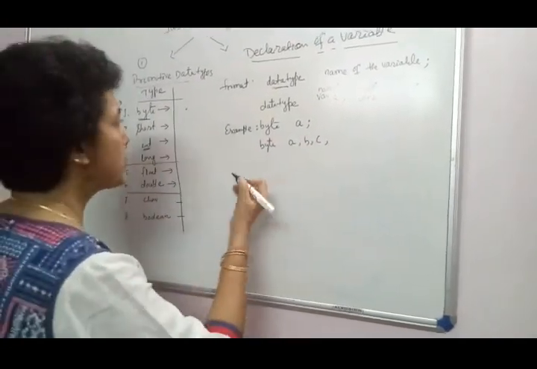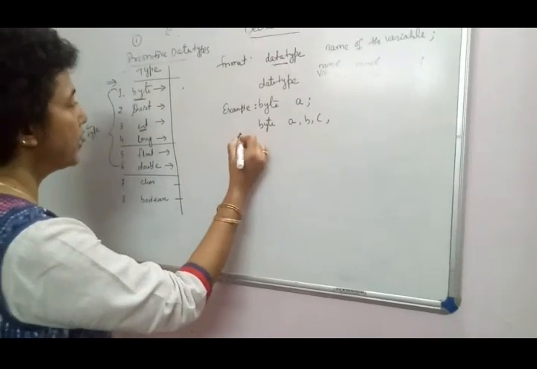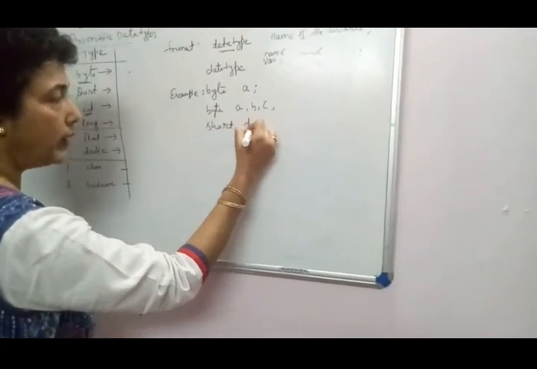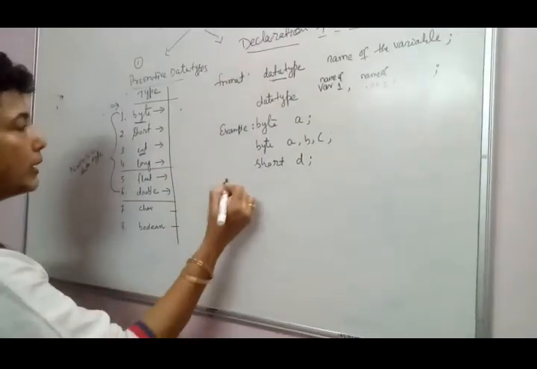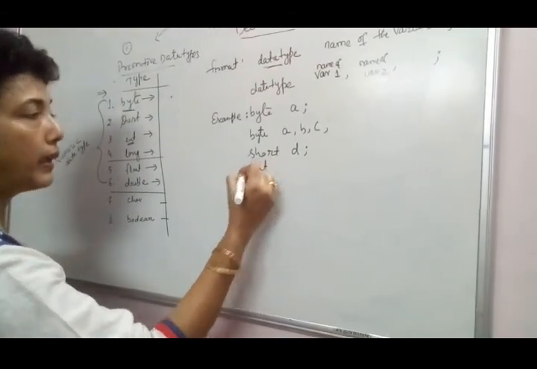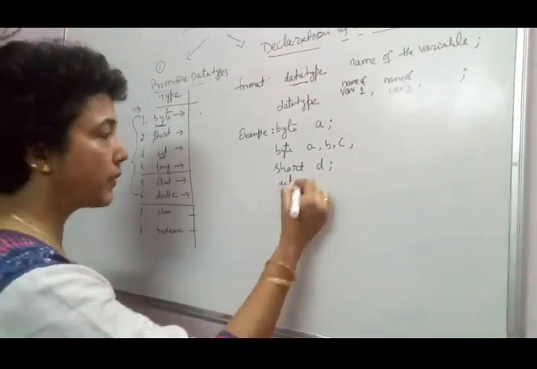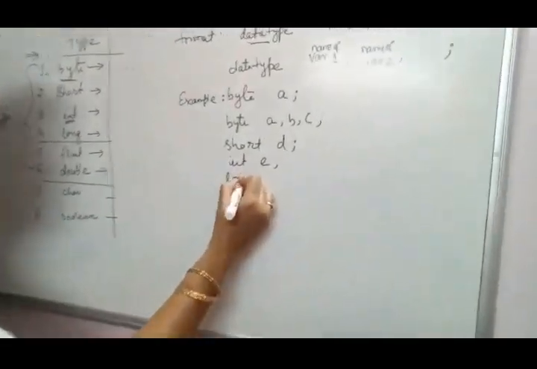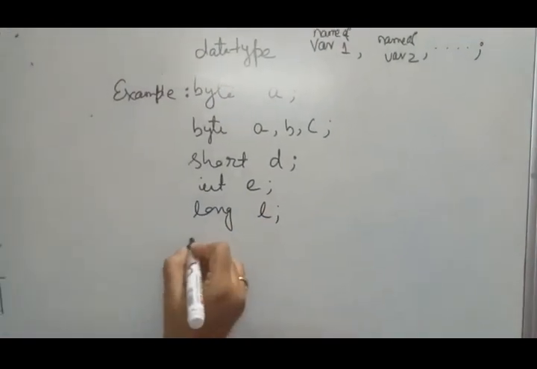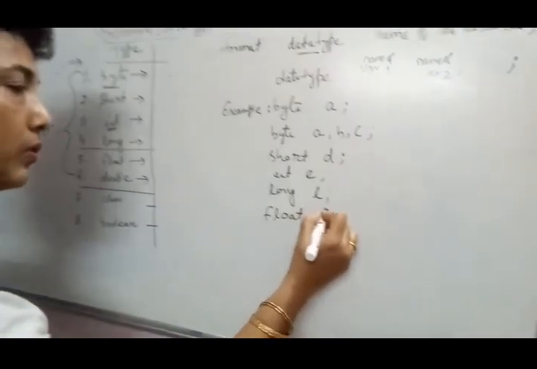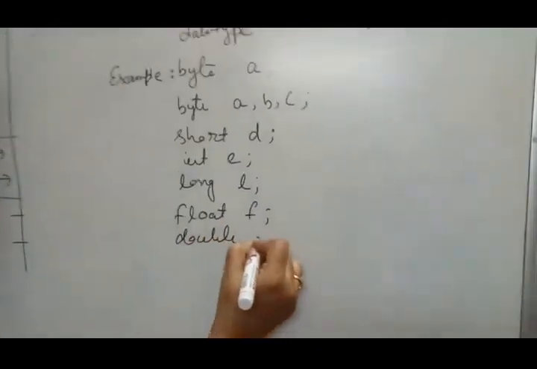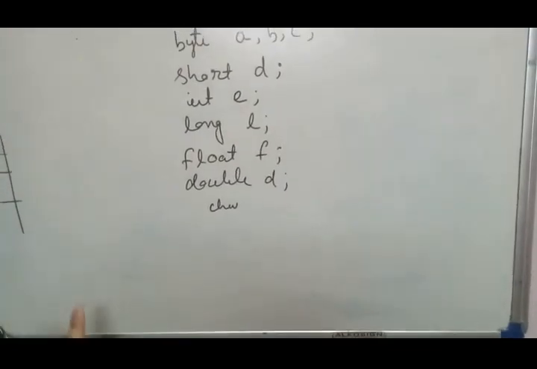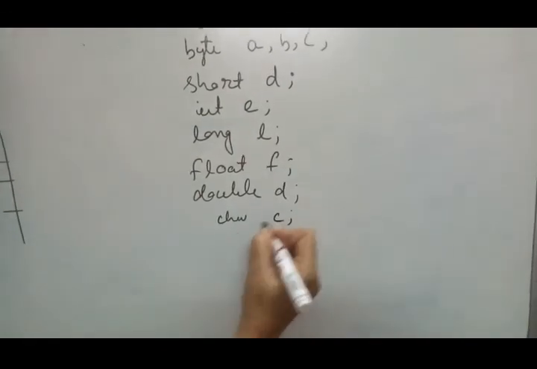Suppose next one, short. I want to declare a variable of type short. Again, short, let us say D. I want to declare a variable of integer type, int, that's the default data type of Java. Let us say E. I want to declare a variable of type long, float, double, character, char. While speaking I say character, but when you write the data type, it is char, C. And boolean, B.